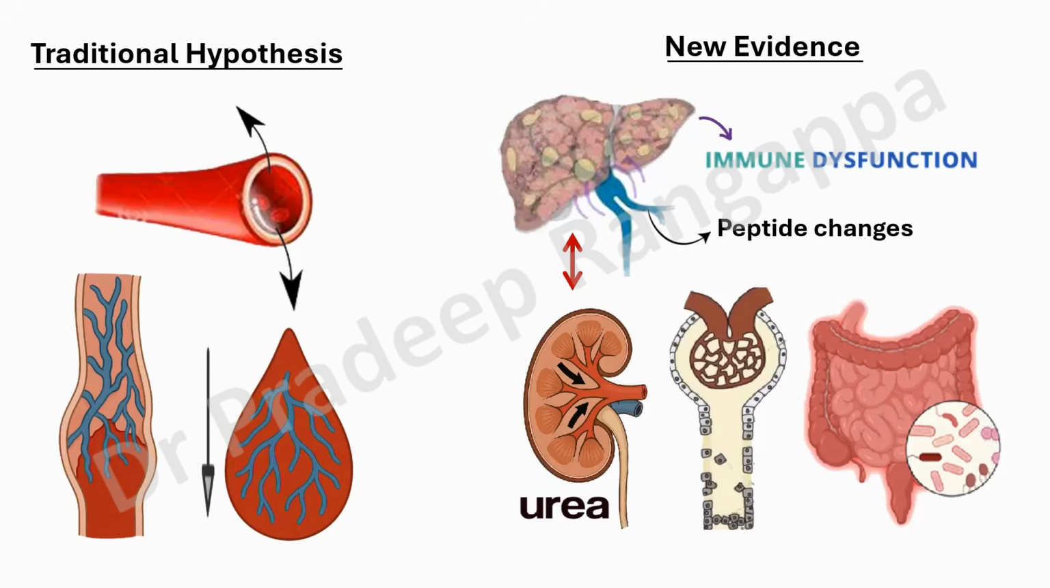So simplistically thinking, with gut dysbiosis, you have to mention renal vasoconstriction, immune dysfunction, peptide changes, and urea as an inflammatory marker leading to AKI. That is the current understanding, as opposed to systemic vasodilation, splanchnic pooling, and effective reduction in circulatory blood volume. These are the changes that have happened.